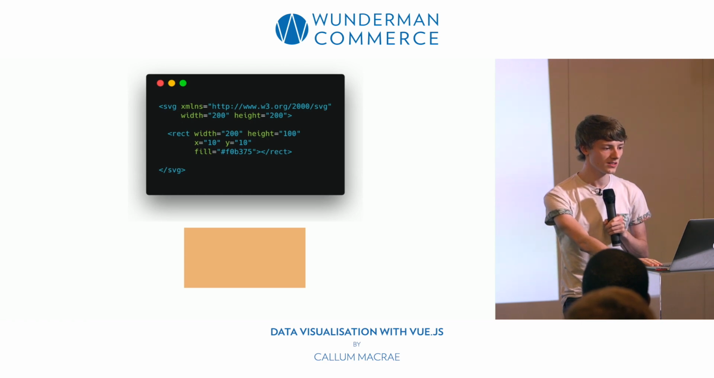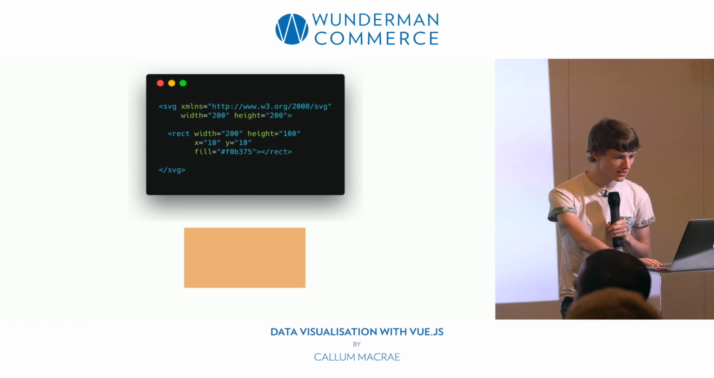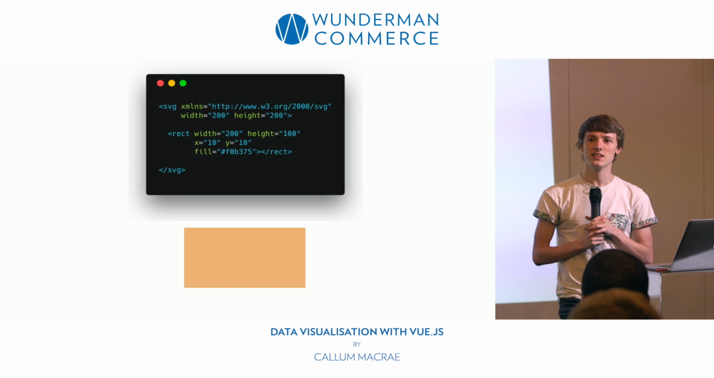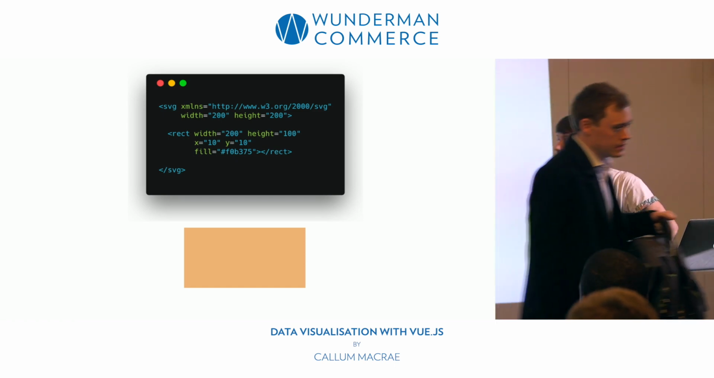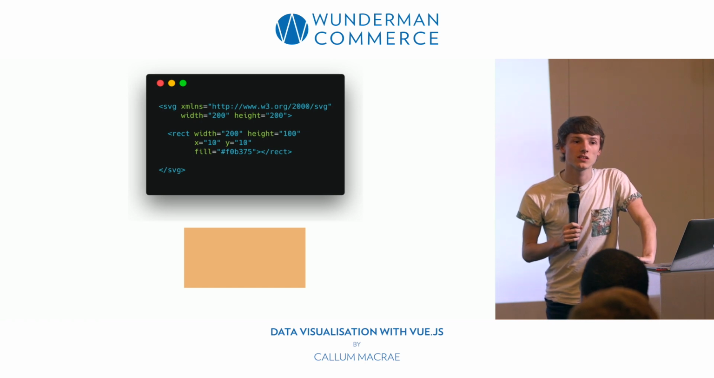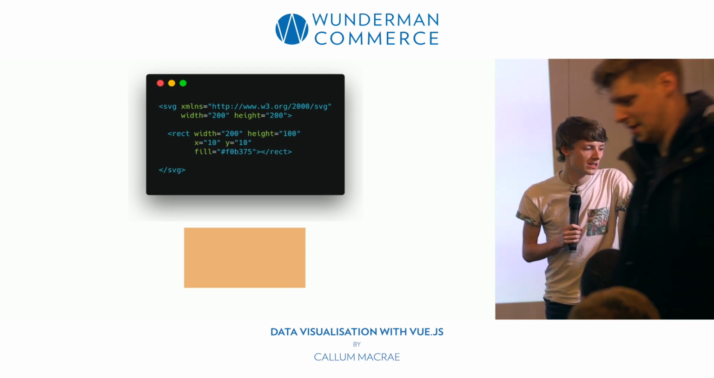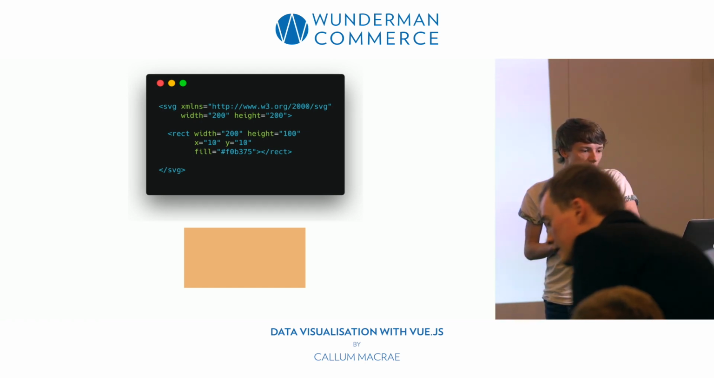But that's a bit boring. So let's make it a nice orange beige color. Okay. So here we've just added a fill attribute, which is giving it a color. So let's go back to Vue.